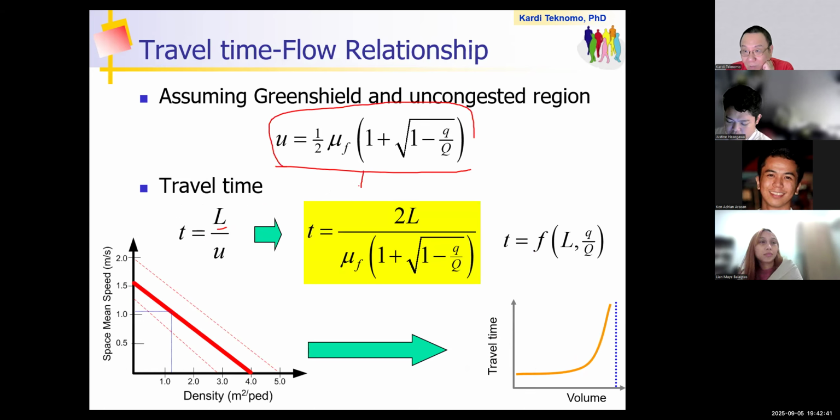Then I will have the formula to get the travel time. What is this? The travel time is a function of L, the length, and the V/C ratio, this one, the congestion. So if you plot, you will get this kind of plot, the one in orange here.